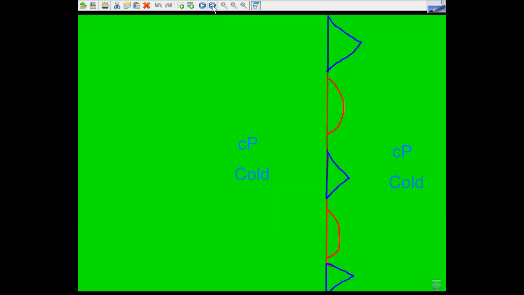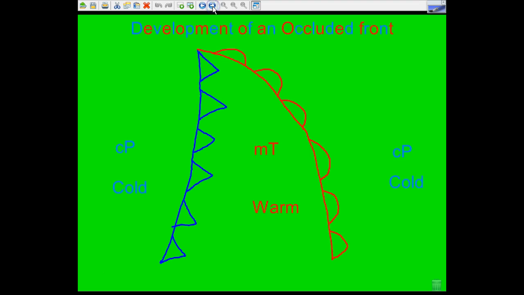So if you look at it from a map symbol standpoint, you would have continental polar air mass here, continental polar air mass here, and the symbol would be occlusion because over here in the air, up high in the atmosphere, you have warm air that's cut off from the ground. Hence, that's the occluded front. All right, and again, what it would look like here is the development of the occlusion.